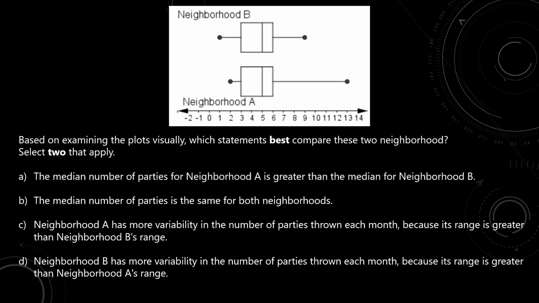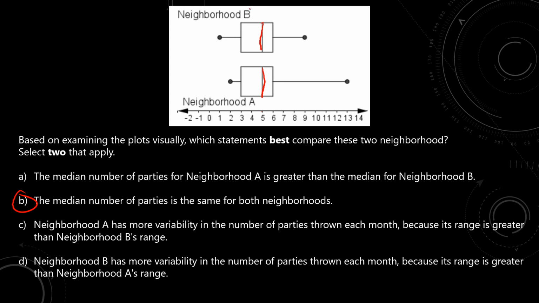Based on examining the box plots visually, which statements best compare these two neighborhoods? Alright, well, straight off the bat, I know that the medians are the same because this median is directly above this median and they are both at 5. So the median number of parties for both neighborhoods is the same. So let's see which neighborhood has more variability. Remember, variability is your spread of numbers. So whichever box plot has a larger range, that one is going to have more variability.